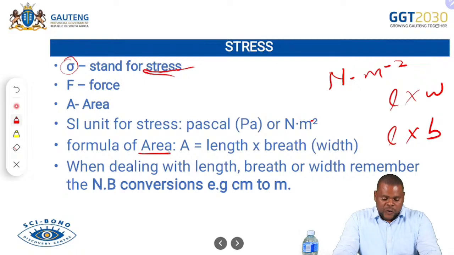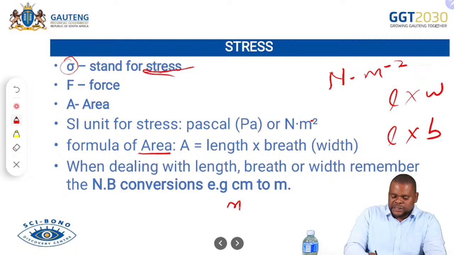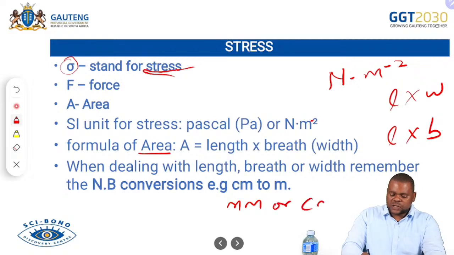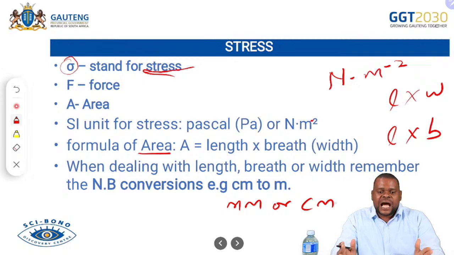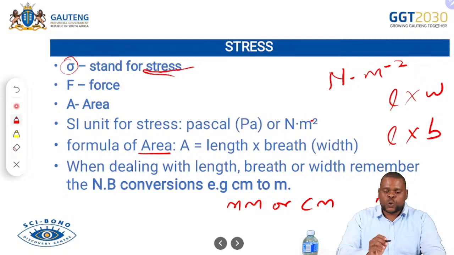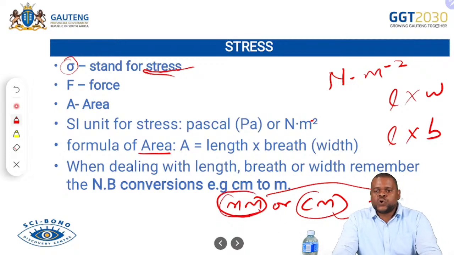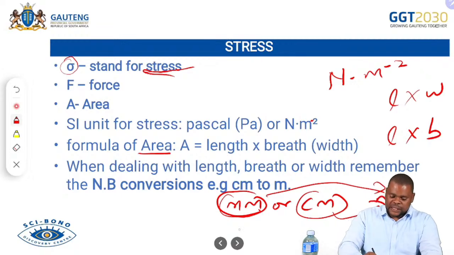Yes. Then we say when dealing with the length, breadth, or width, remember to do the conversions, because normally the length and the breadth will be given in millimeters or centimeters. We know that the SI unit for length and breadth is meters. That means you need to convert millimeters to meters, or centimeters to meters, before you start calculating the area of the surface.